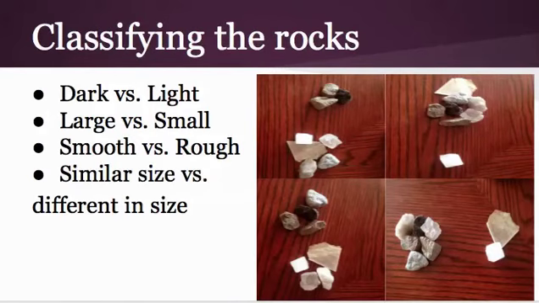To classify the rocks, we broke them down into 4 categories: dark versus light, which is displayed in the top left corner, and dark rocks are located on the top, and the light rocks are on the bottom. Large versus small, which is displayed on the top right, and the large rocks are on the bottom, and the small ones are on the top.